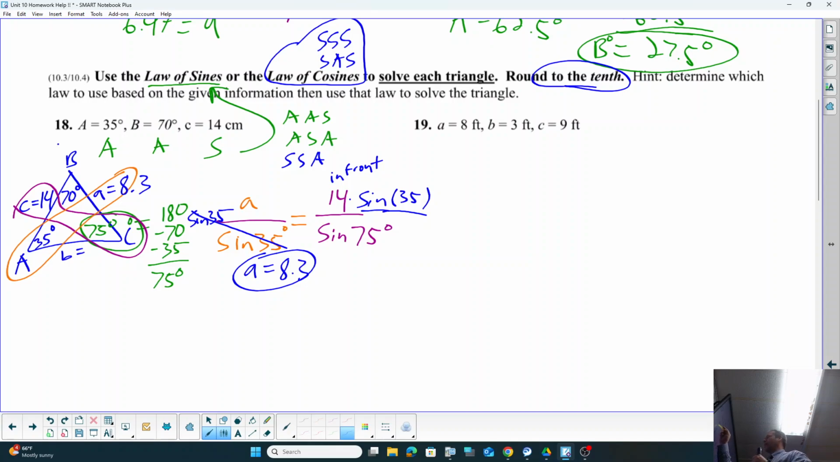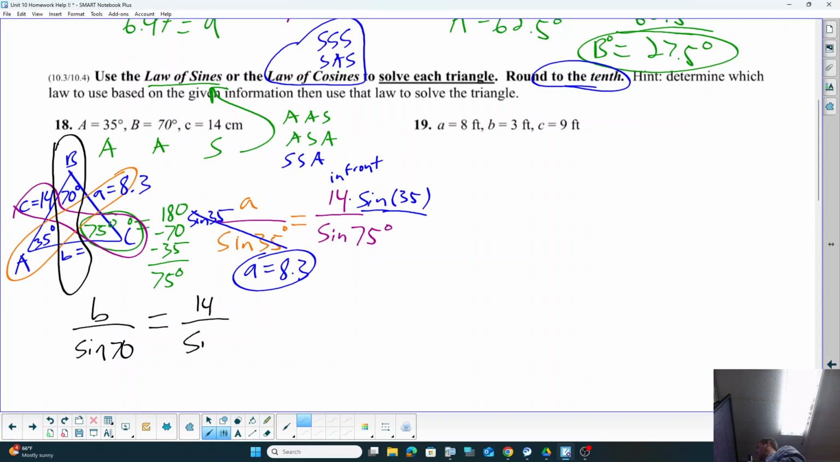So now we're going to go ahead and do B with B. So we're going to do little b and big B. See how I circled the side with its angle? Do that. That'll help you. So now we're going to do little b over sine of big B, 70 degrees, is equal to, let's just use what we found originally, that's the 14 again, over the sine 75, just like we did before. And now you're going to multiply by the sine 70, put it on the other side of 14. Don't just do 70, you do sine of 70.